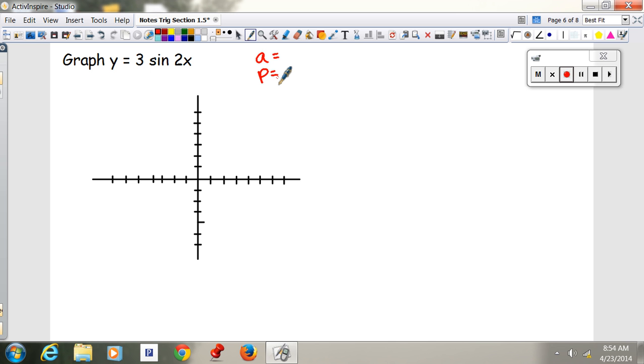Amplitude would be what on this graph? 3. Absolute value of 3 is 3. Period is 2 pi divided by 2, because that's in front of our x, so that's just pi. So I'm going to go up 1, 2, 3. I'm going to go down -1, -2, -3. I'm going to go over to pi, and I'm going to go over 4 spots and put a pi.